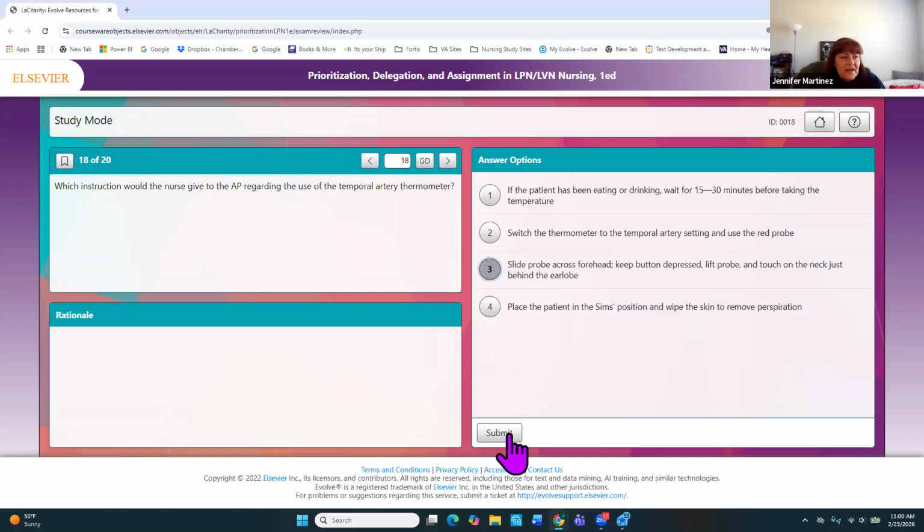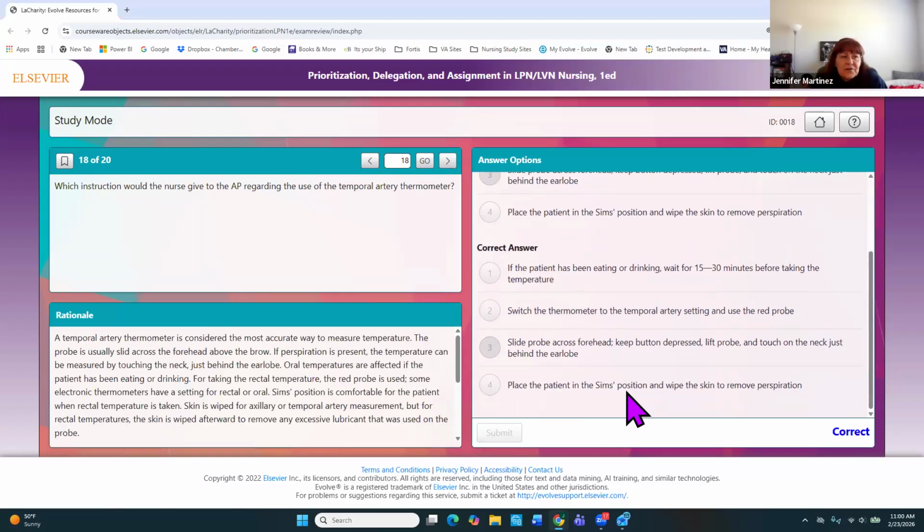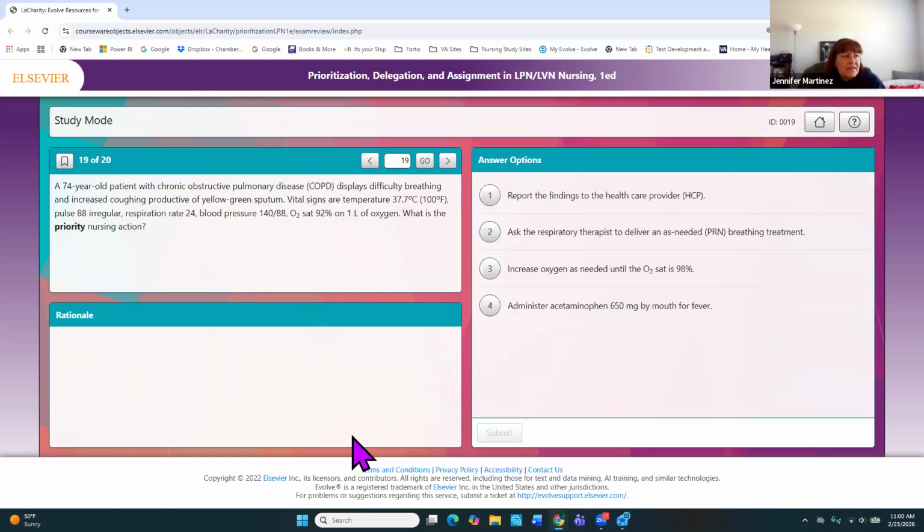All right, so we had number three. So number three is correct. So temporal artery thermometer is considered the most accurate way to measure temperature. Probe is usually slid across the forehead above the brow. If perspiration is present, the temperature can be measured by touching the neck just behind the earlobe. So good job.